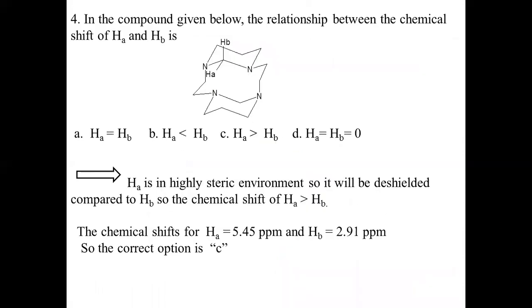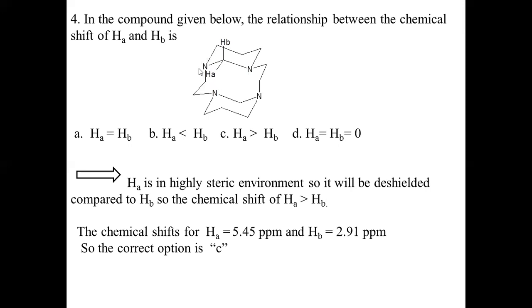Now, in the compound given below, the relationship between the chemical shift of HA and HB are. Now, when you look at the molecule, don't bother about its name or whatever it is. Simply see. Here again, this is CH2, so for me both of them look alike, so you may be tempted to call it HA is equal to HB. But again, if you see, HB is in a very cool environment, whereas your HA is in a highly strained condition.